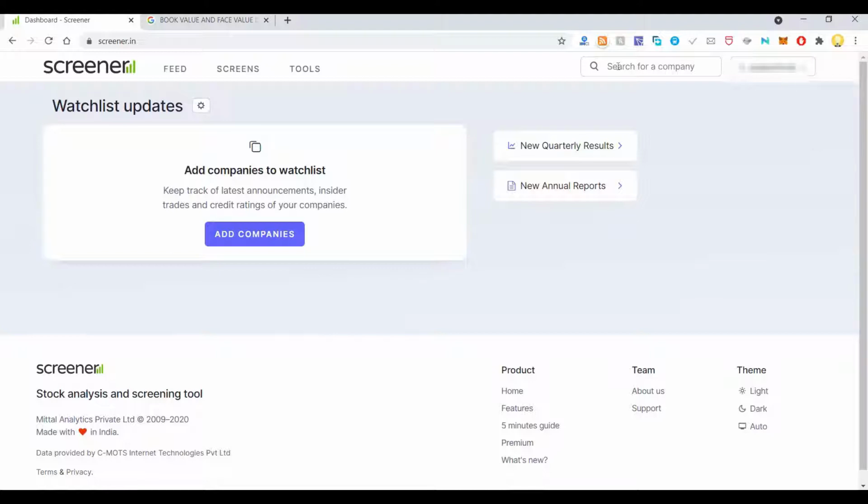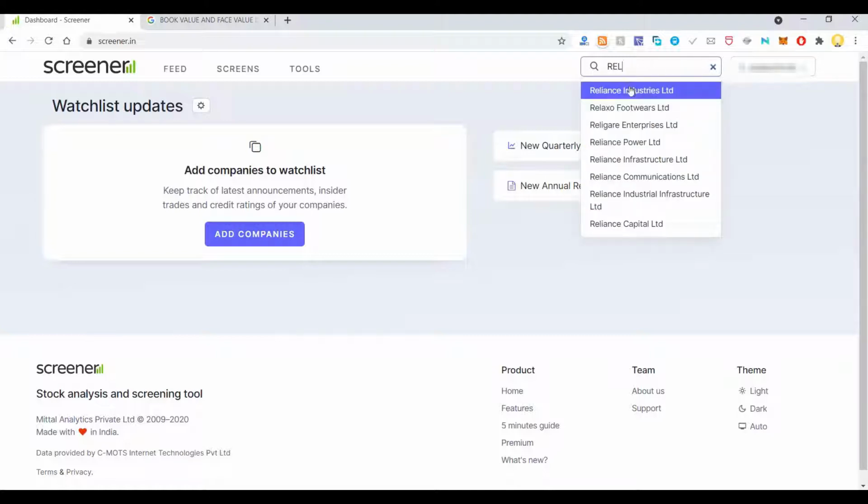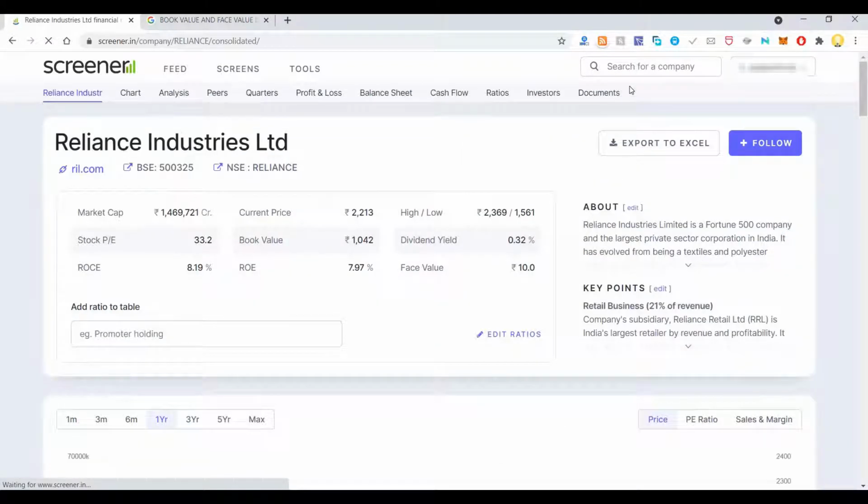After doing that, I can just go here and type in the company. I'm going to say Reliance Industries Limited. Once I have typed in Reliance Industries Limited, I see various things displayed here. The first is the NSE symbol, which is the stock market symbol for Reliance Industries Limited in the National Stock Exchange. The first one that I see here is market capitalization.